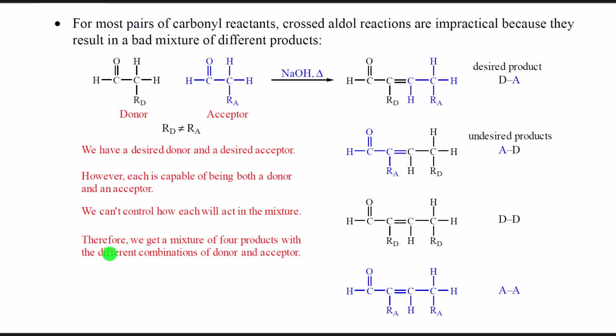Therefore, we get a mixture in a typical simple crossed aldol reaction of 4 different products, only one of which would be our desired product. Now, if the donor and the acceptor are identical, can you see then that these would all be identical products? So that would be very practical. But getting 4 different products means we're throwing away up to 75% or more of our reactants, only getting 25%, something like that, of our desired products.